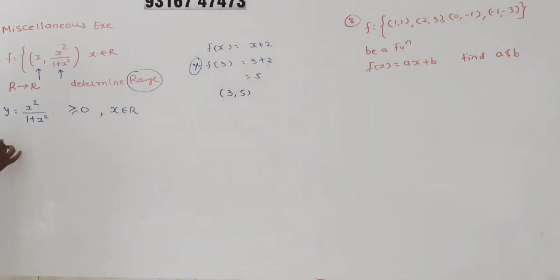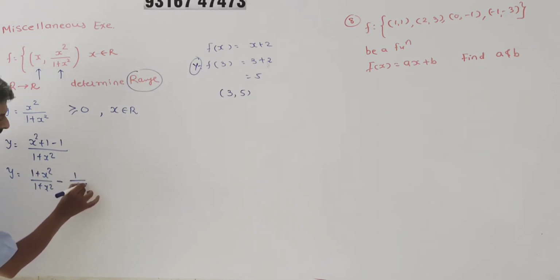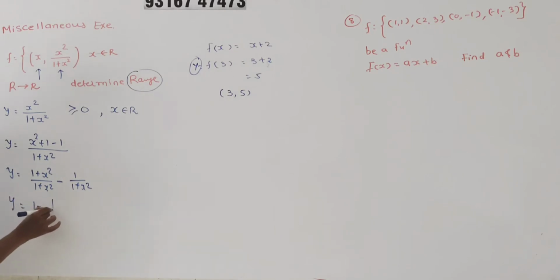Now it is greater than 0, but up to where? For that, y is equal to x square plus 1 minus 1 upon 1 plus x square. Means y is equal to 1 plus x square upon 1 plus x square minus 1 upon 1 plus x square. So y is equal to 1 minus 1 upon 1 plus x square. From 1 I have to subtract a positive value, so the y value is always less than 1.